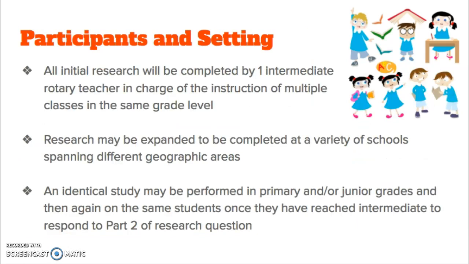All initial research will be completed within one elementary school by one classroom teacher who instructs on a rotary schedule and therefore has the opportunity to teach mathematics to multiple classes. If possible, the study may be completed simultaneously by classroom teachers in different schools that are in different geographic locations to increase reliability and validity of results. The classroom teacher will be the main researcher.